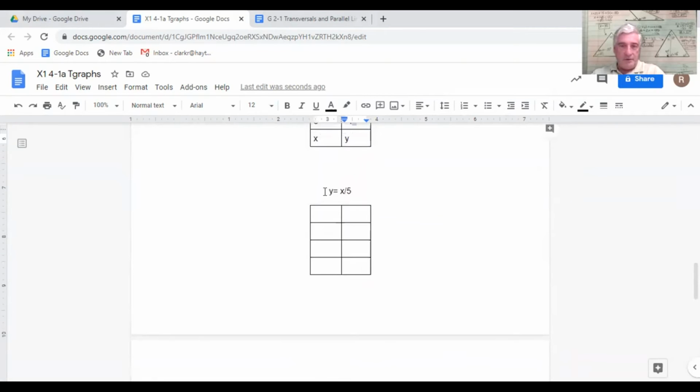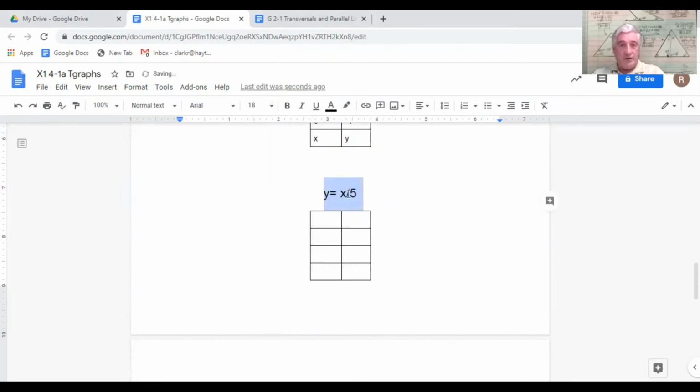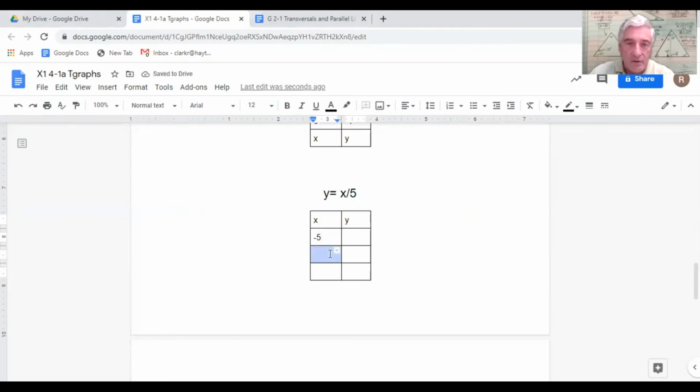Let's try another example. y equals x over 5, or y equals x divided by 5. You can say it either way. I'm going to have my x in this column and my y in this column. Now I'm going to take numbers and divide them by 5. I really don't want to graph negative 1/5. So my numbers I'm going to put in here are minus 5, 0, and 5. I want numbers that 5 goes into. Now, I should get rid of all my fractions.